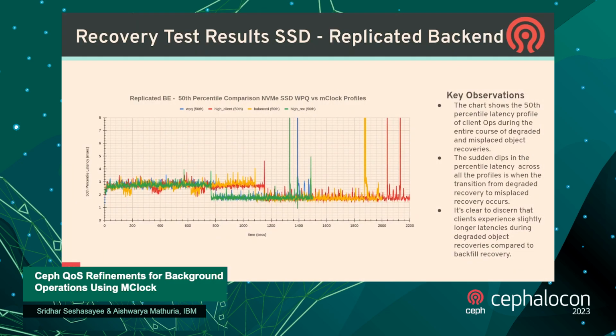Another interesting thing is the client 50th percentile latency comparison across all the profiles. The interesting portion is the initial latencies are slightly higher. That's when the degraded recovery was happening. And then once the backfill started across all the profiles and WPQ as well, you can see that the latency slightly dropped and stayed consistent over a period of time.